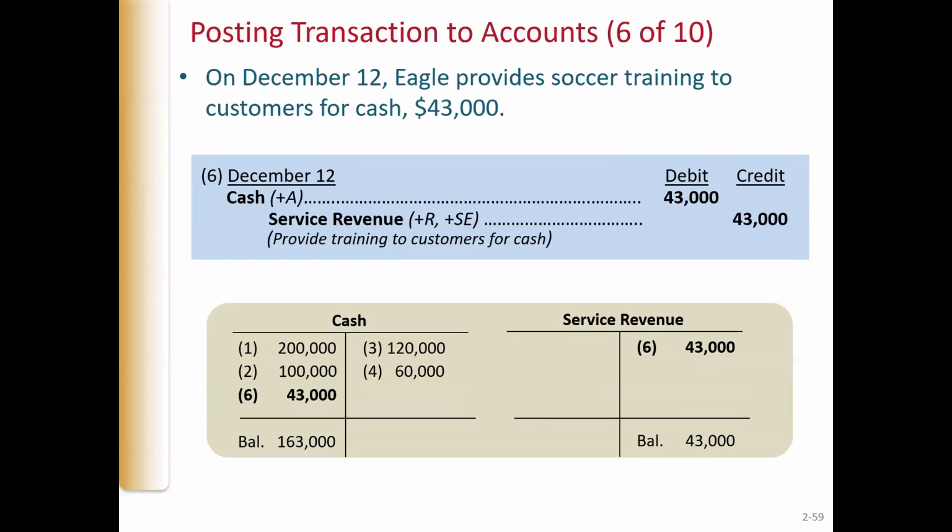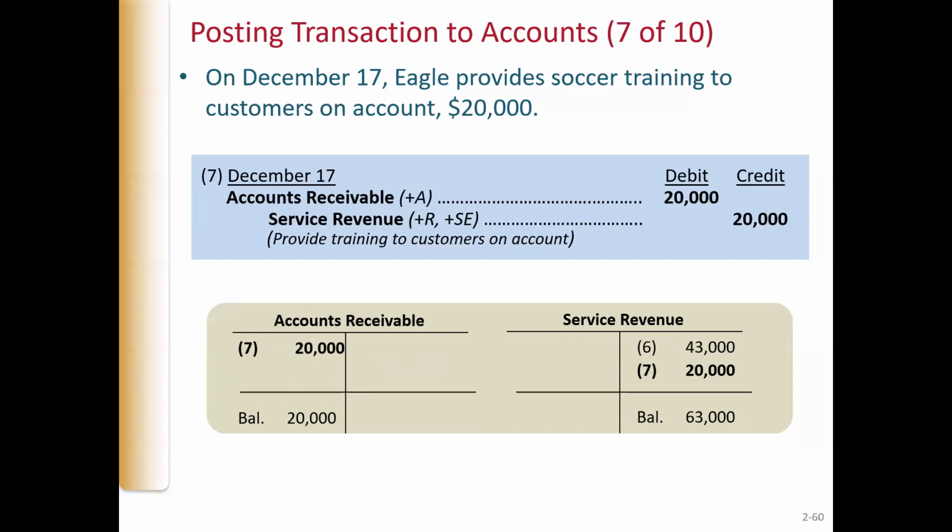On December 12th, Eagle provides soccer training to customers for cash, $43,000. Here we debit our cash for $43,000. We credit our service revenue for $43,000. Here on December 17th, Eagle provides soccer training to customers on account for $20,000. Here we debit our accounts receivable, which is an asset, for $20,000, and we credit our service revenue for $20,000.